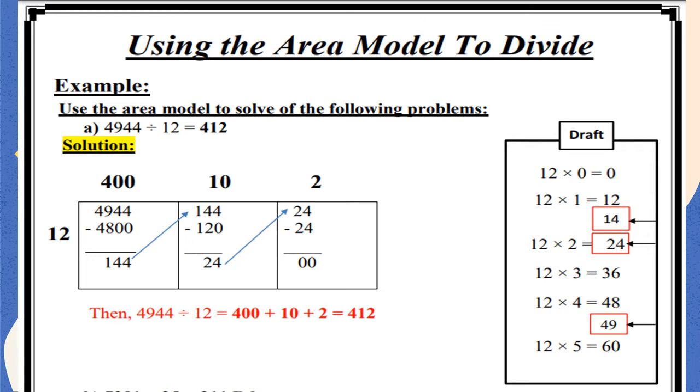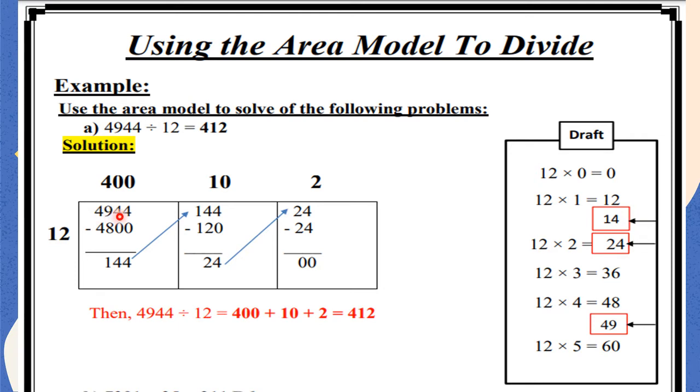Here we have 4,944 divided by 12. To get the answer, first we need to draw a rectangle like this. I will divide it into sections. The first one, we will write the dividend, which is 4,944 here, like this.